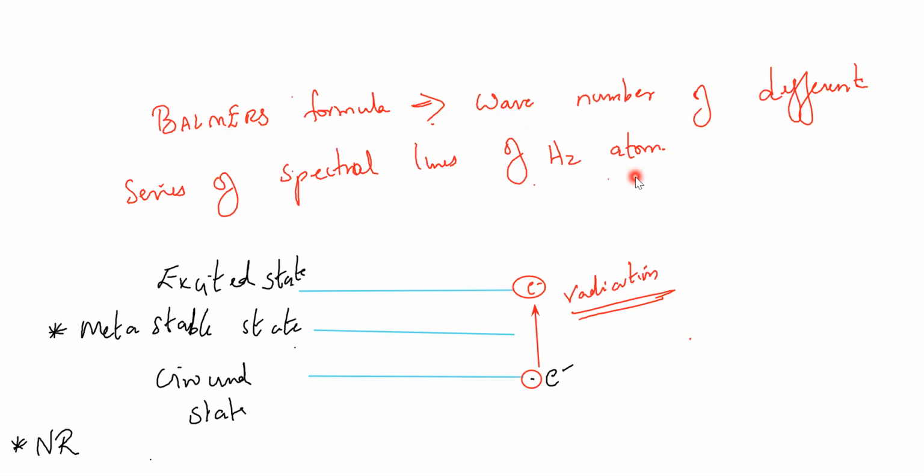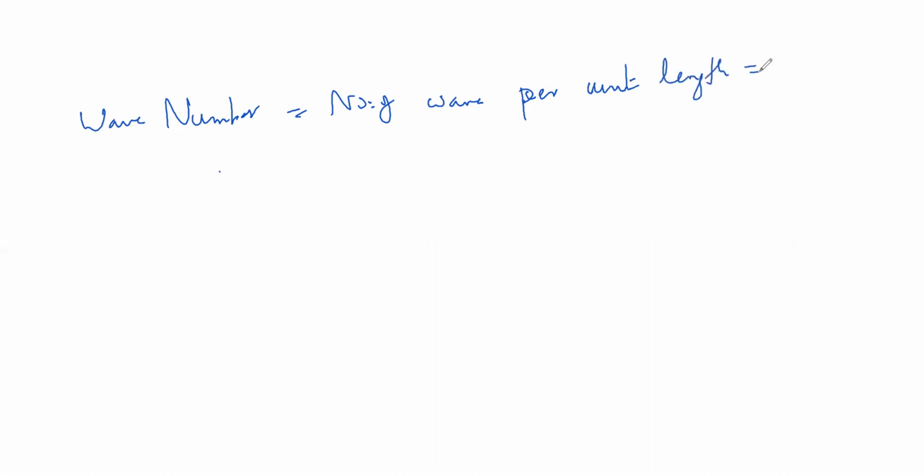So what will be my wave number in this? We have discussed wave number already, but if you want, I'll discuss it one more time here. It is the number of waves per unit length. Lambda I will take as wavelength. So 1 by lambda, nu bar, that is my wave number. Using this I will write the Balmer formula.